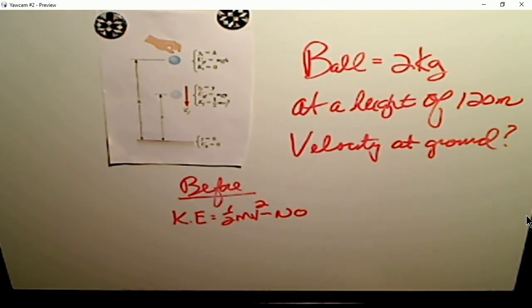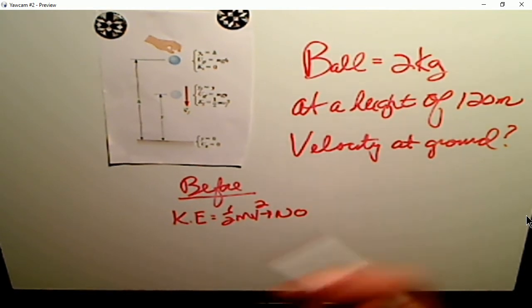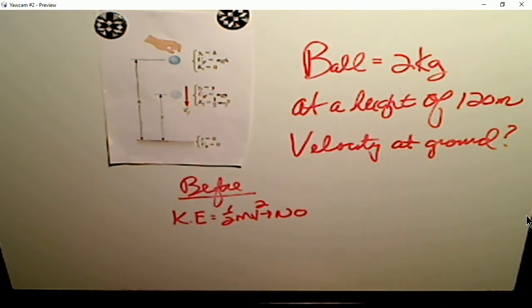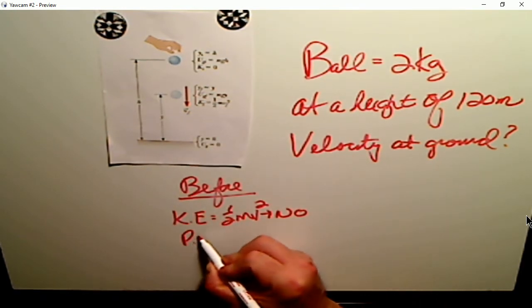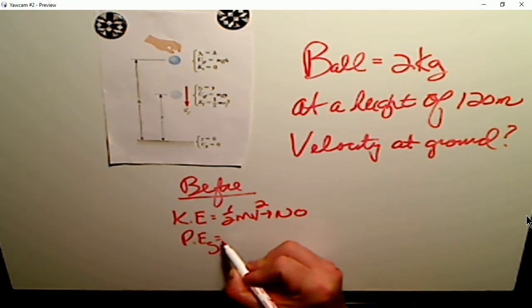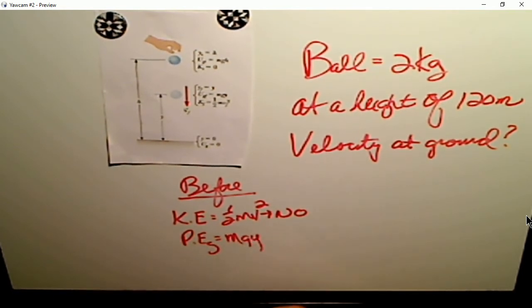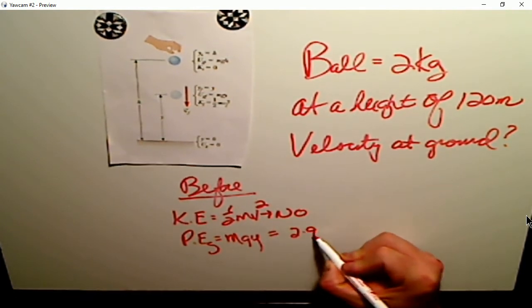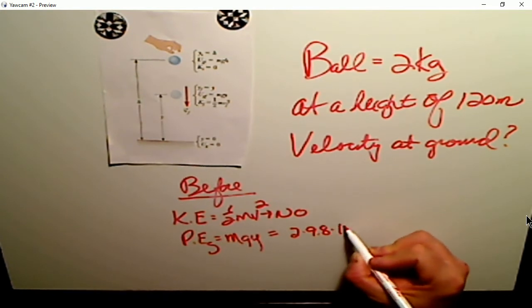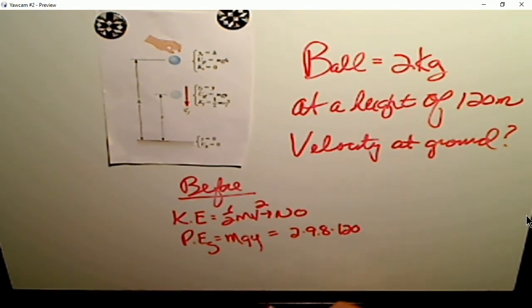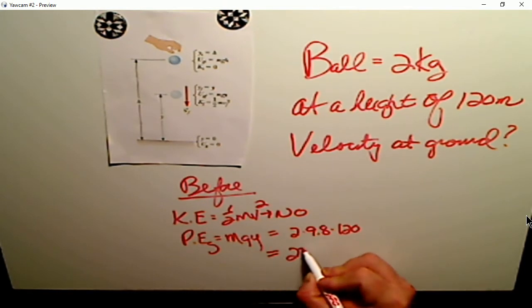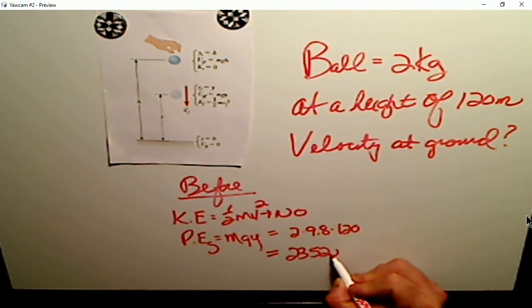There isn't any kinetic energy, right? It's not moving, so there's no velocity. Is there any spring? Well, there's no spring in this. It's all potential energy due to gravity, which is mgy, which is equal to 2 times 9.8 times the height, which in this example is 120. That is 2352 joules.